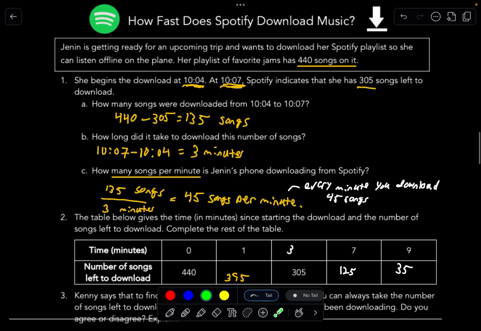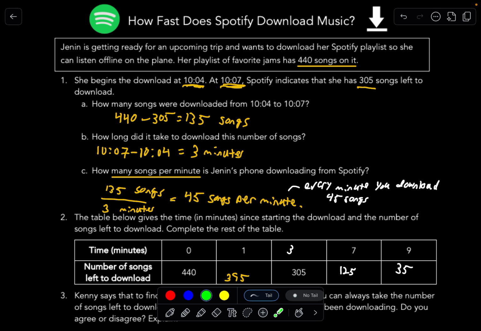Complete the rest of the table. Well, they tell you what you began with, right? 0, 440. Then after 1 minute, you know you've downloaded 45. So 440 minus 45 is 395. And then you want to keep subtracting 45, you'll find out that in 2 more minutes, you'll go from 395 to 305. So in minute 3, you're at 305. Then you keep subtracting 45, and if you go 4 more minutes, you'll get to 125. And again, all I'm doing is subtracting 45 and keeping count of how many times I've done it.